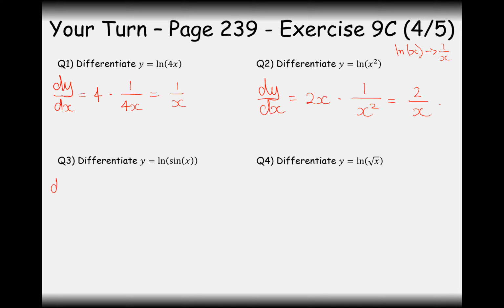For question number 3, differentiate the inside function first and we're going to get cos. And then times that by the derivative of the outside function, which is 1 over, and it's going to be in terms of sine. So in this case here, this simplified to cos over sine, which is cot.